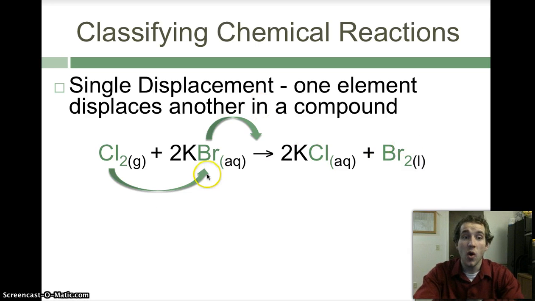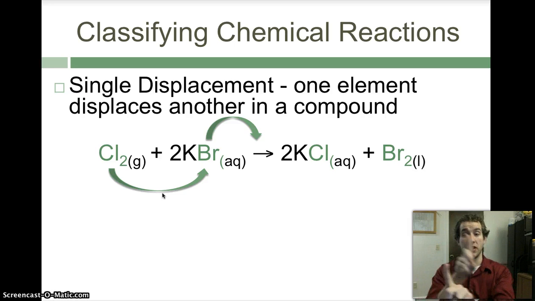So it's an affair. Another way to remember it, single displacement: we've got one element reacting with one compound to make one new element and one new compound. Single displacement, swapping out one at a time.